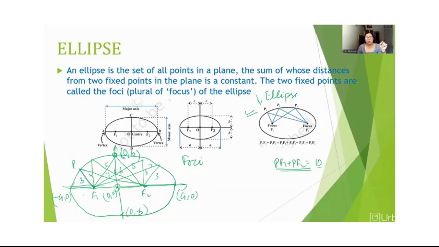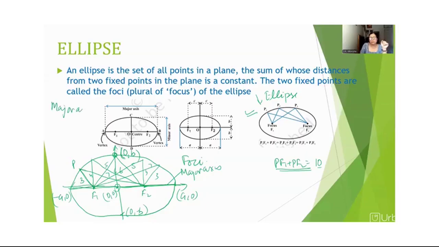Now see here, the total length of the major axis, the longer one is called the major axis. The smaller one is called the minor axis. The length of the major axis is a from here and a from here.